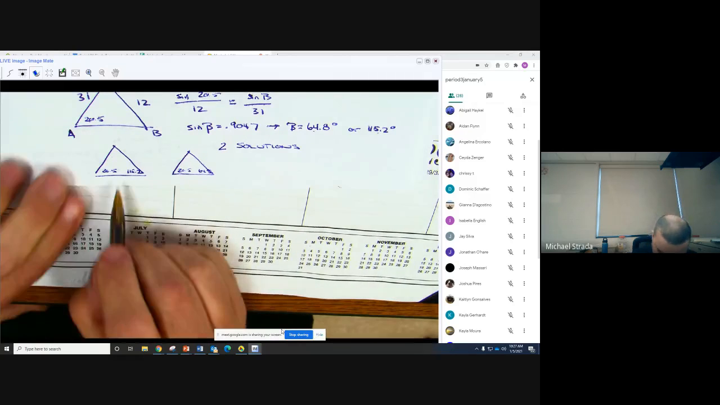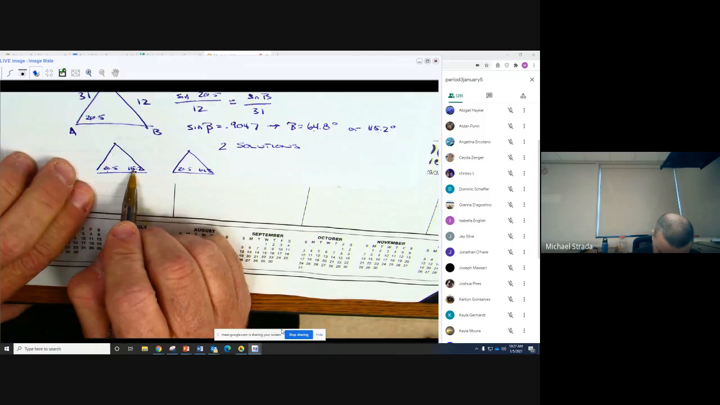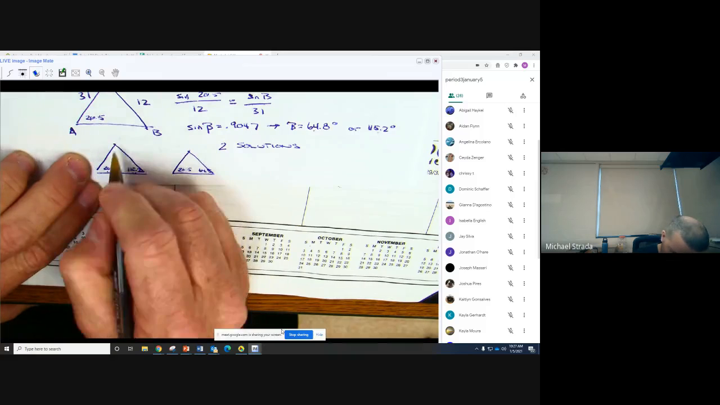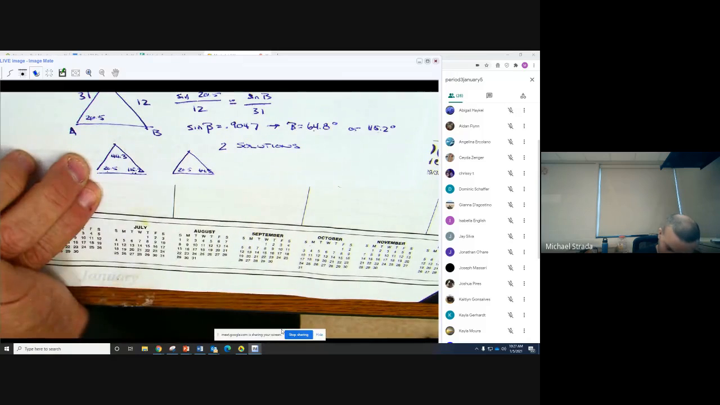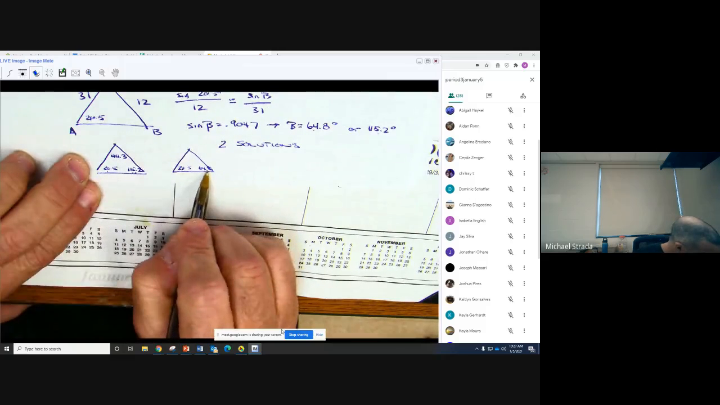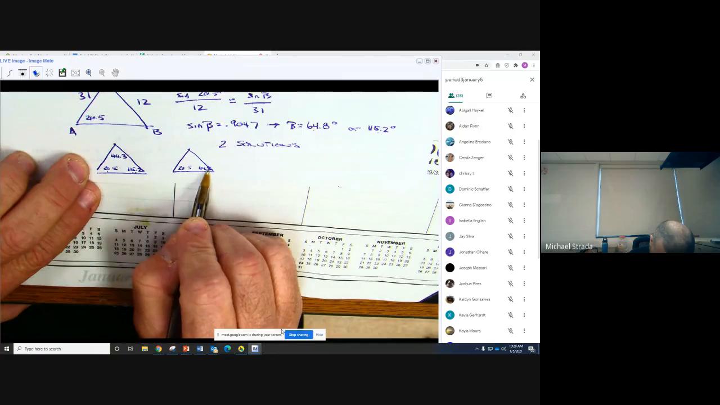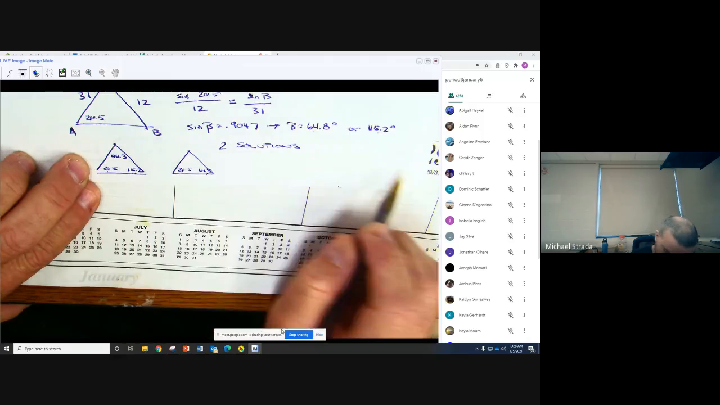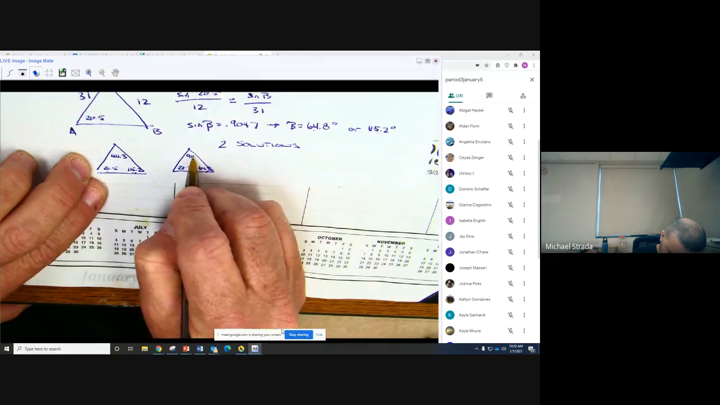You then add these up and subtract from 180. 20.5 plus 115.2 is 135.7. Subtract that from 180 and you get 44.3. 20.5 plus 64.8 is 85.3. Subtract that from 180 and you get 94.7.